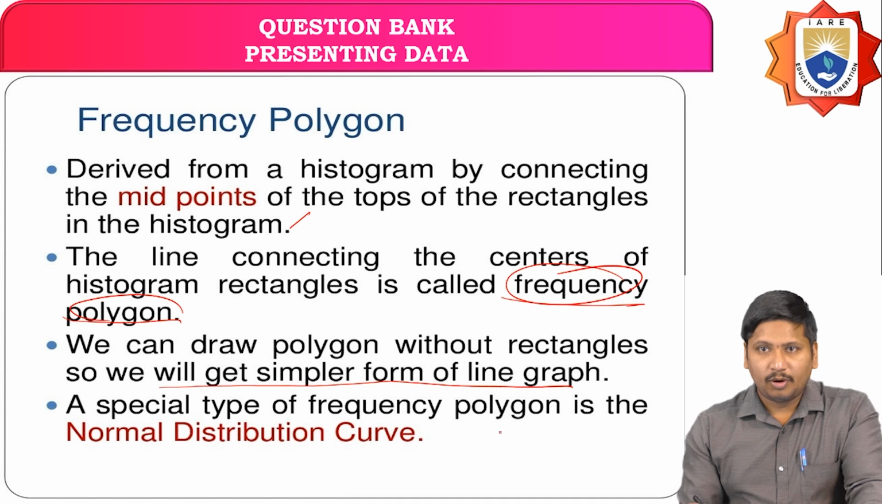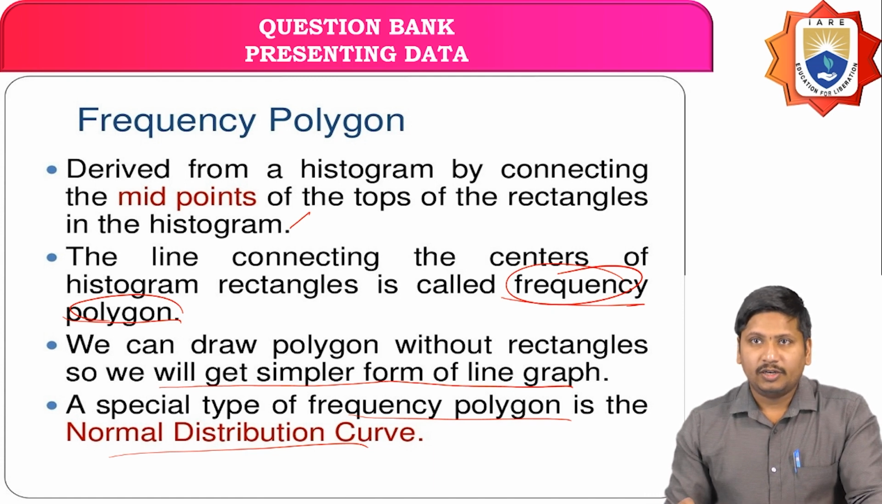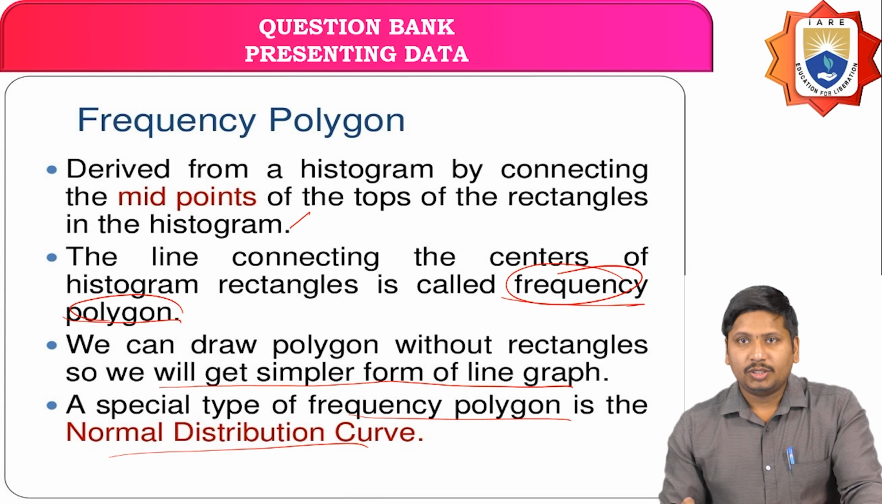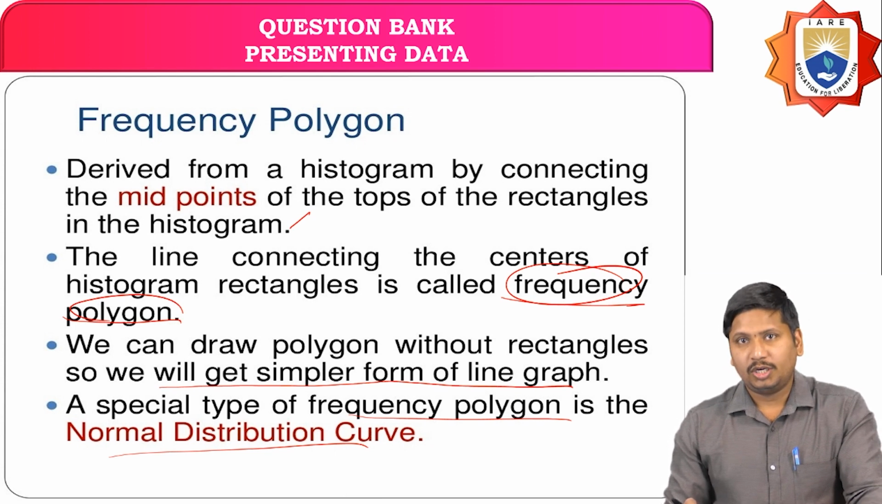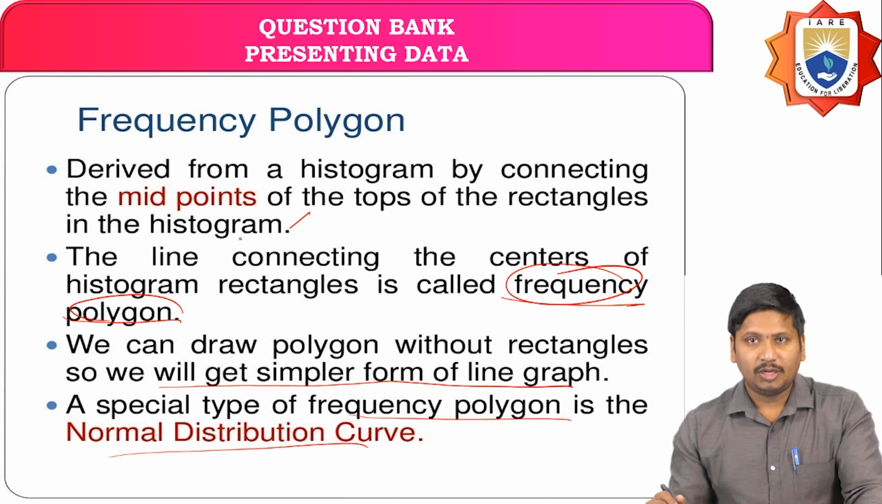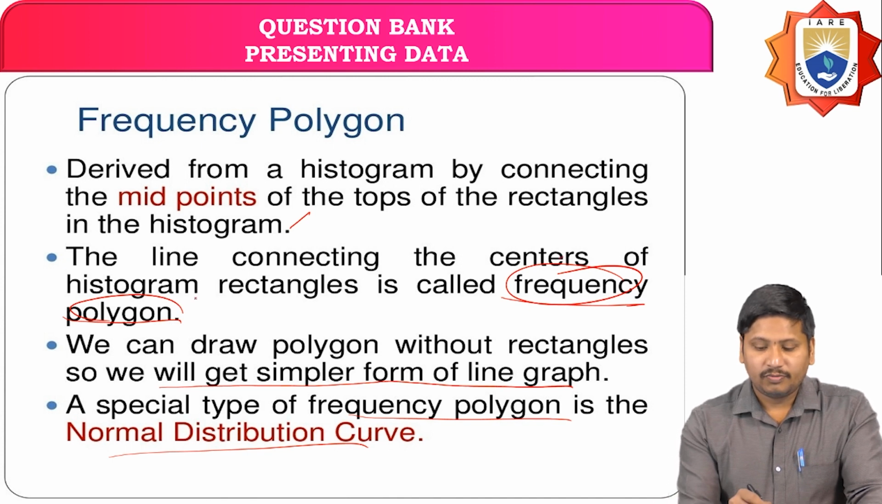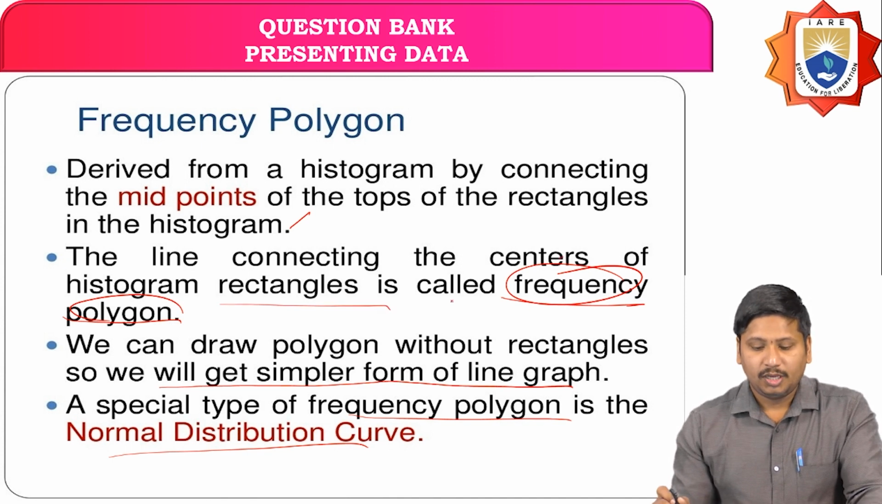The special type of this frequency polygon is the normal distribution curve, right? So the frequency polygon is another tool we have, and it is derived from the histogram by connecting the midpoints of the tops of the rectangles in the histogram. That I will show in a further slide. The line connecting the centers of the histogram rectangles is called the frequency polygon. Here we can draw this polygon without rectangles, so that you get a simpler form of the line diagram. The special type of this frequency polygon is the normal distribution curve.